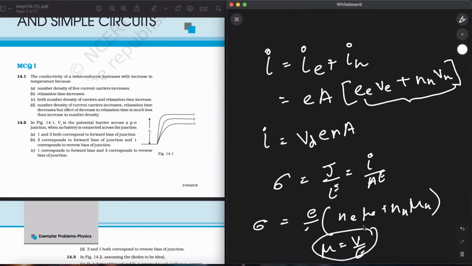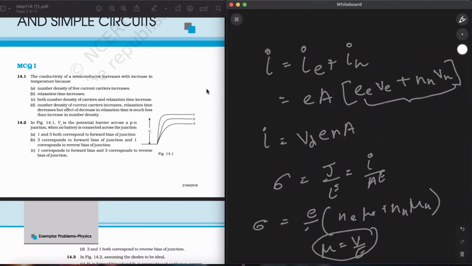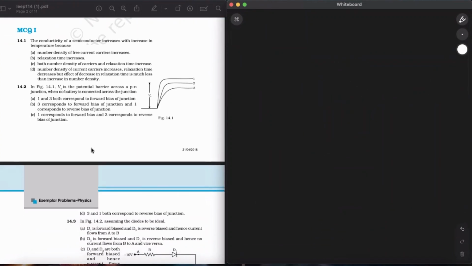So in option 4, we have seen that the motion of electrons in the conduction band and of holes in the valence band under the action of electric field is happening. Since the number of holes and the number of electrons is increasing so rapidly, that is why the current increases. Alright, so hopping on to the next question now.